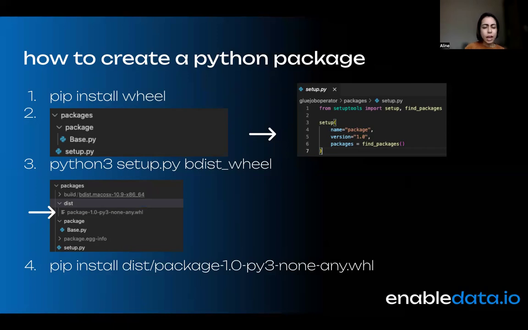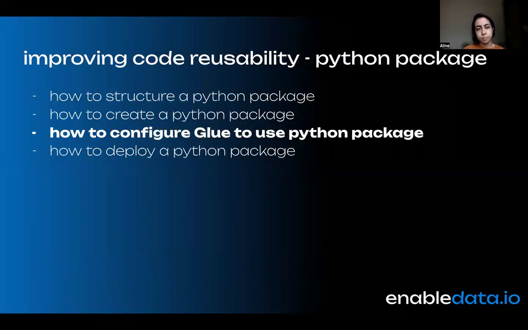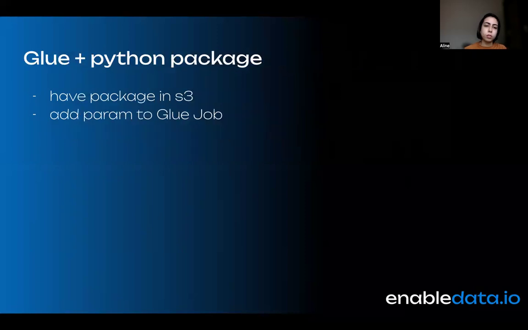So after doing the installation, you can refer to your package anywhere in your environment. It's very simple, very straightforward. And then how to configure Glue to use this Python package. Two very simple steps. You have to have the package in S3.